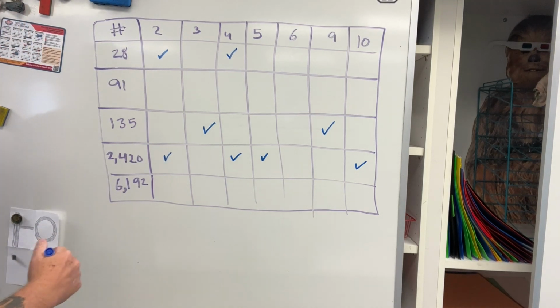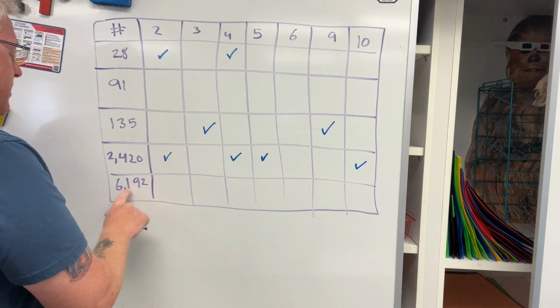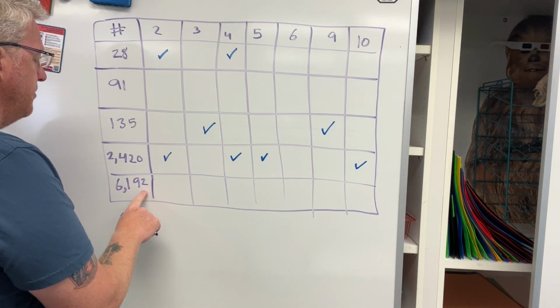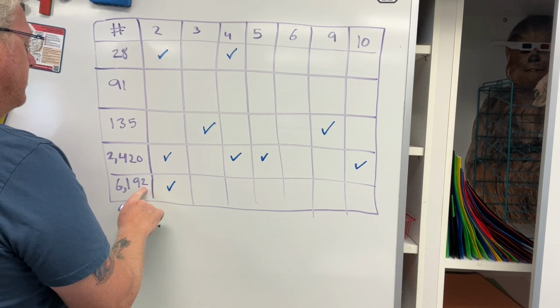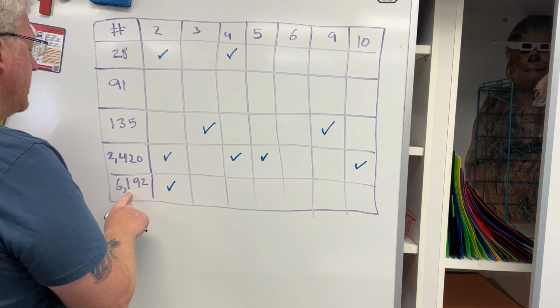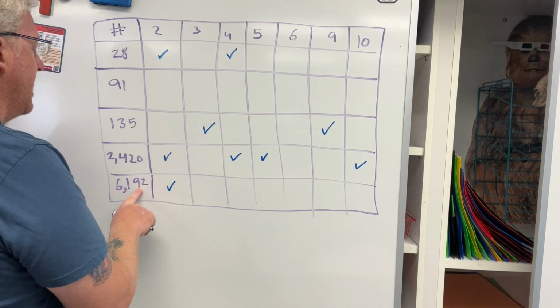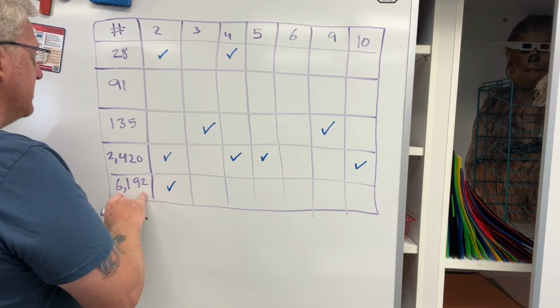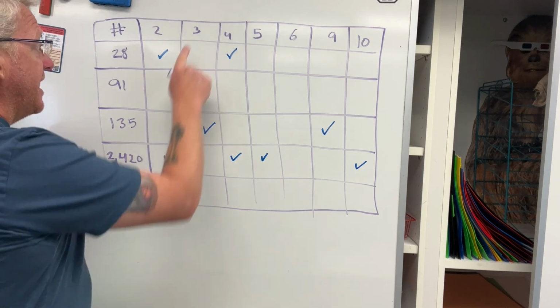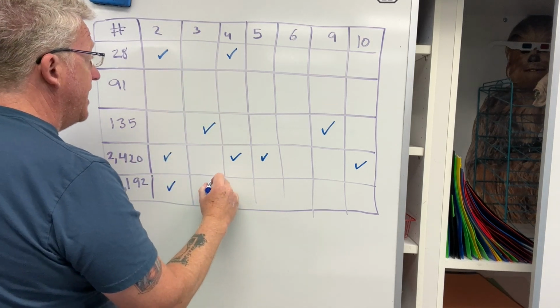All right. Then we have another, even bigger number, 6,192. Well, it's even. So we know it goes in there. 6 plus 1 is 7. 7 plus 9 is 16. 17, 18. So the sum of the digits is 18. Can I count by 3s to get to 18? Yes, I can.